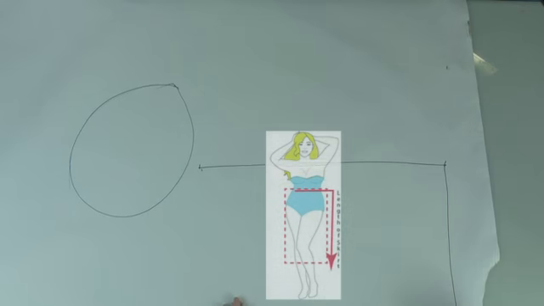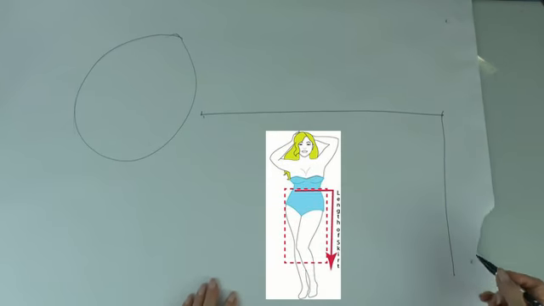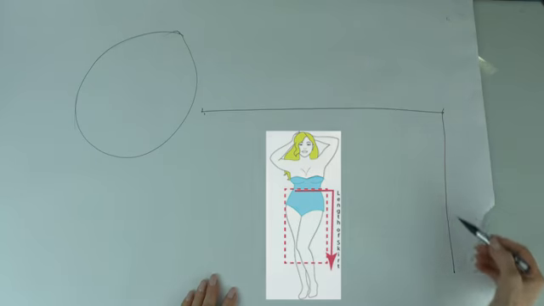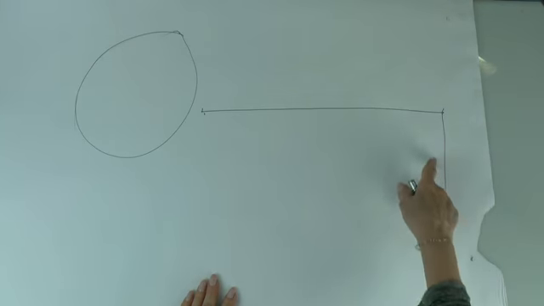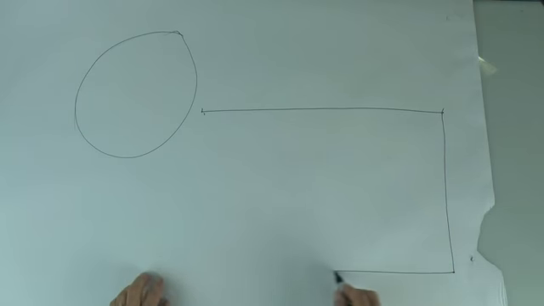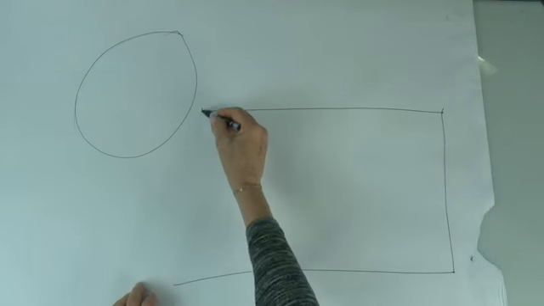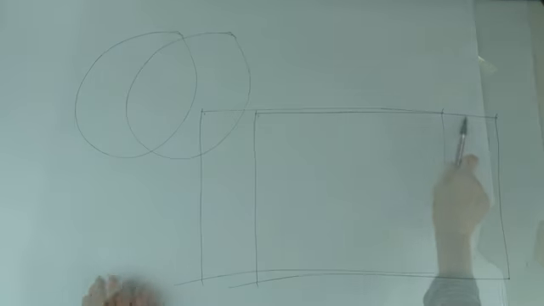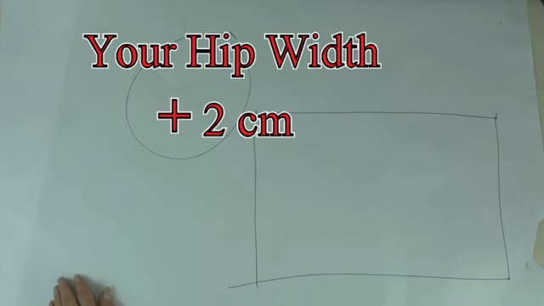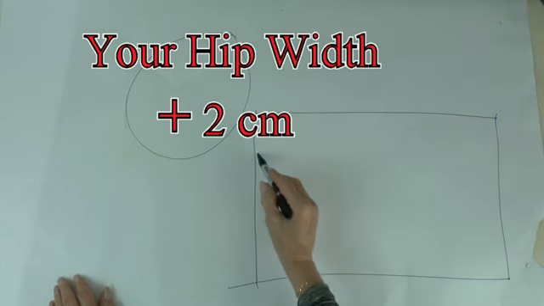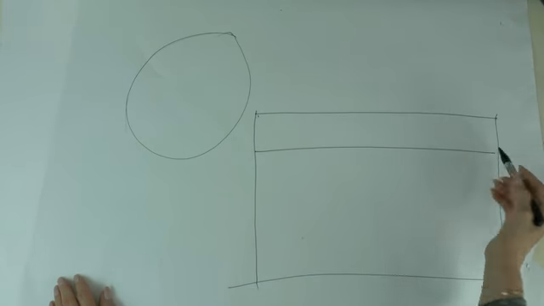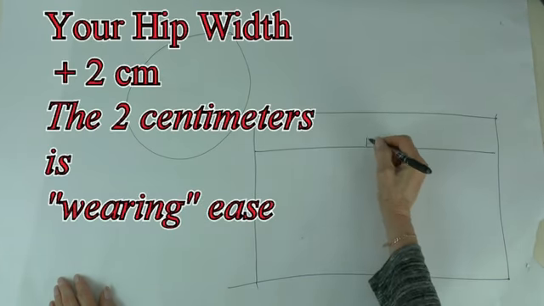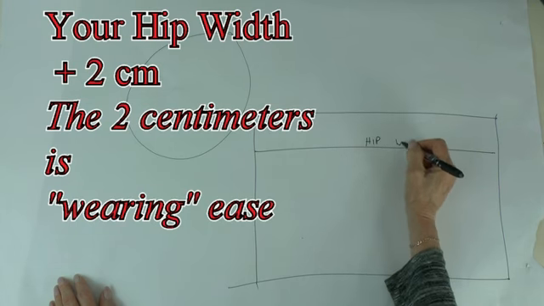Then draw a line down here. This line will be the length that you want your skirt. Then join these two to make a rectangle. So this is the width of your hips, and to that add 2 centimeters for wearing ease. As an example here, I'm using a hip width of 100.